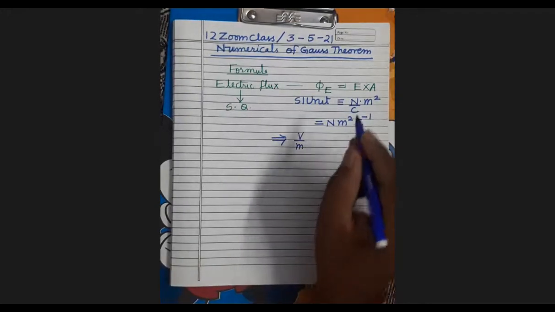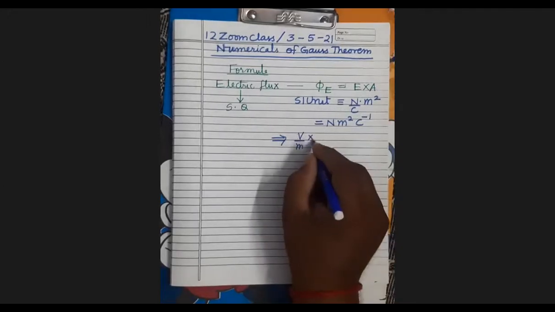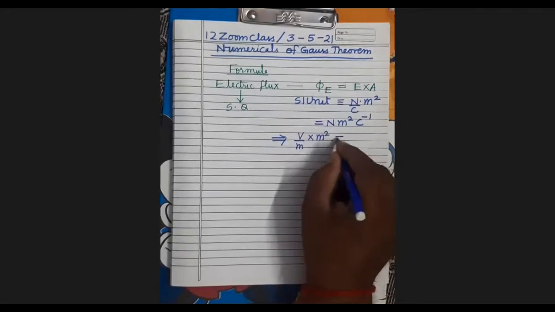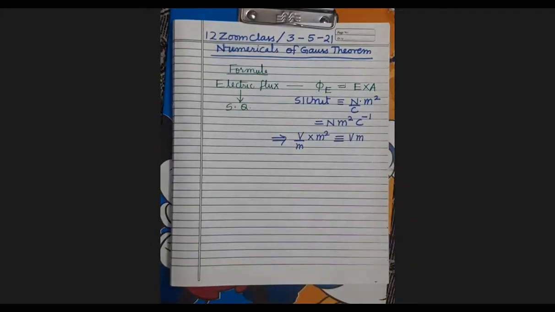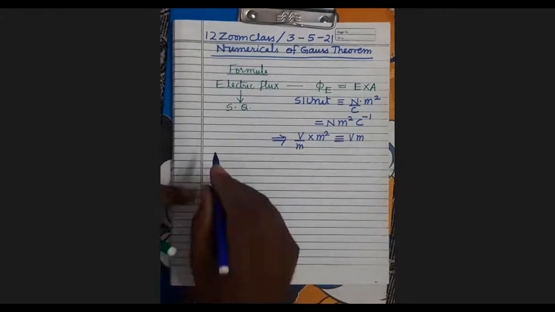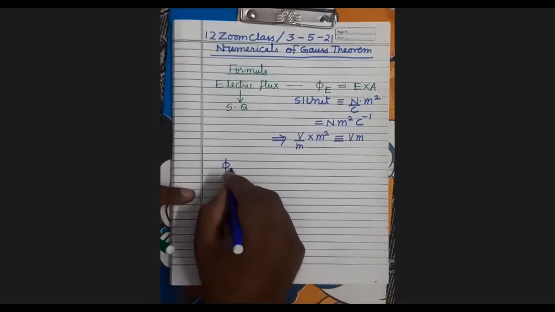Into the unit of A, meter square, it is volt meter. These are the two units. Now, what is the formula of phi E?